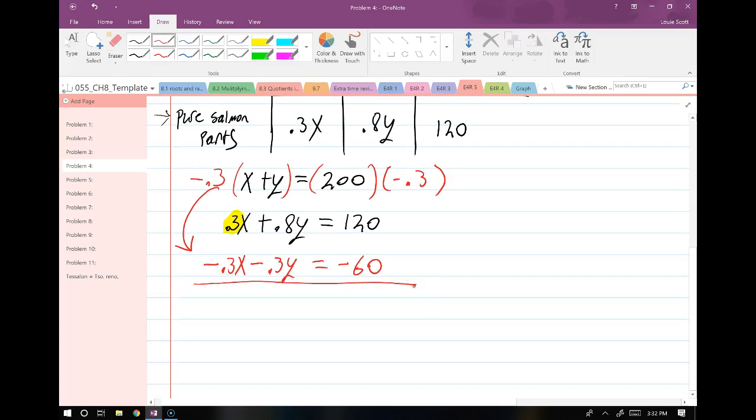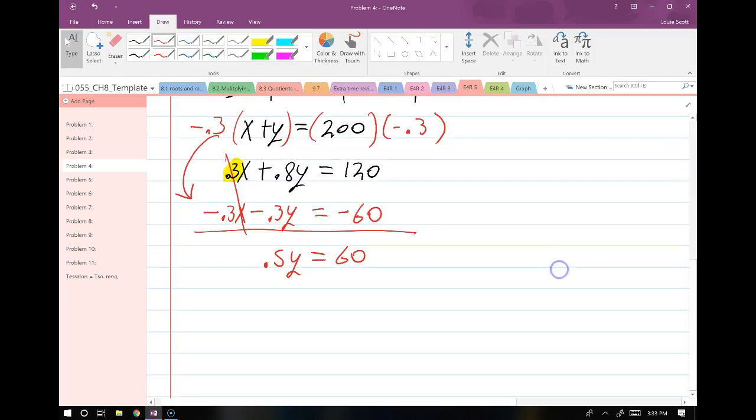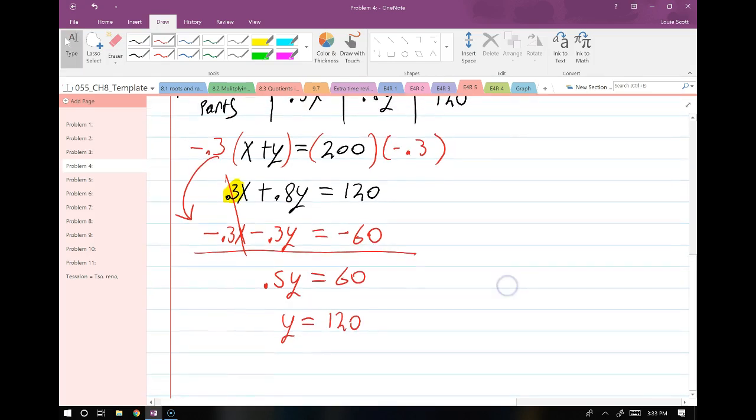When I do my vertical addition, my x's will cancel, and I'm going to end up with 0.8y minus 0.3y. That's going to give me 0.5y, and that's going to equal 60. And so this tells me that y, when I divide both sides by 0.5, should give me 120. So y equals 120. So 120 pounds is going to be the y mix. We just need to find out what the x mix is going to be now. We have x plus y equals 200. If y equals 120, then I have x plus 120 equals 200. And if I subtract 120 from both sides, I end up with x equals 80.